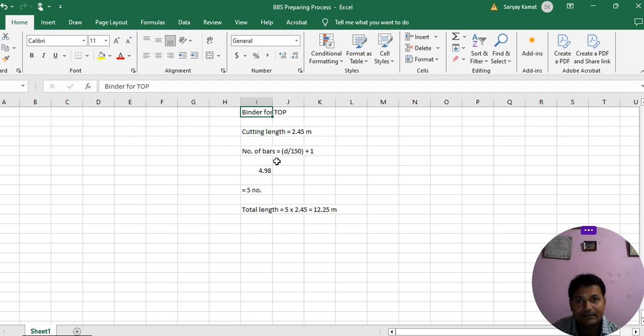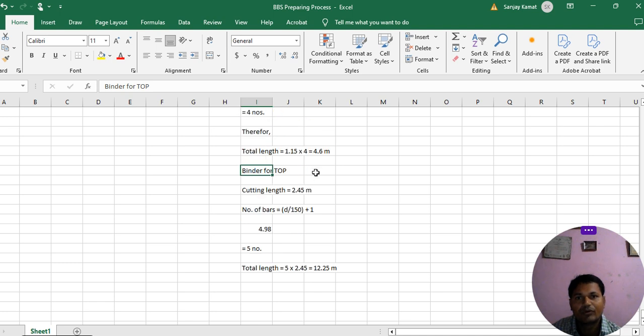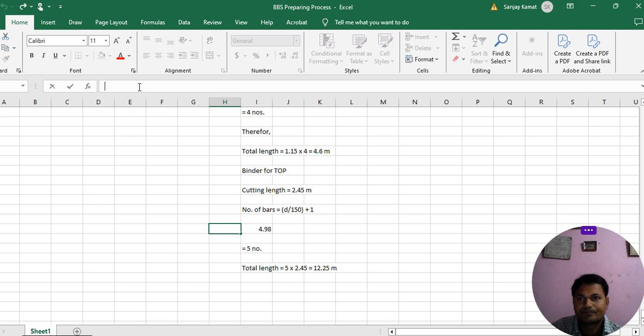Similarly, the number of bars is equal to d by 150 plus 1. So d is how much? d we have already calculated. So 567 by 150 plus 1, how much will this be? Use the equal to sign here.